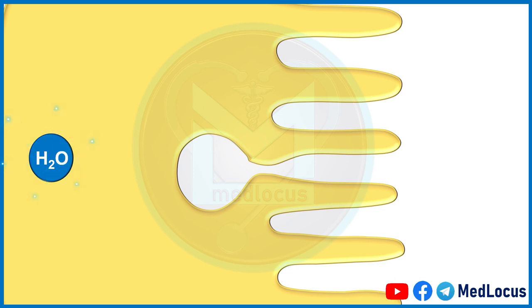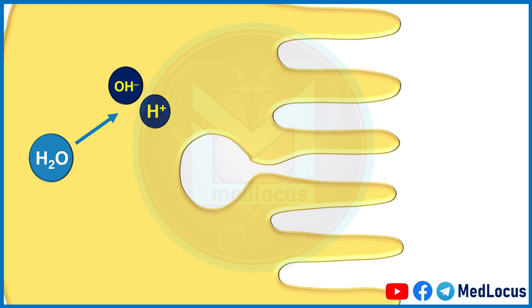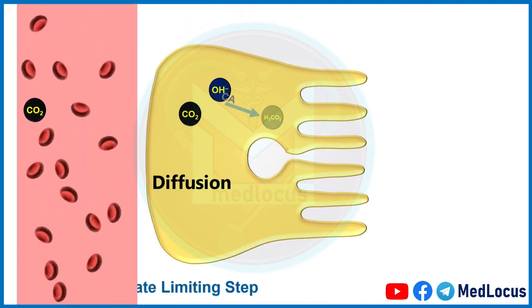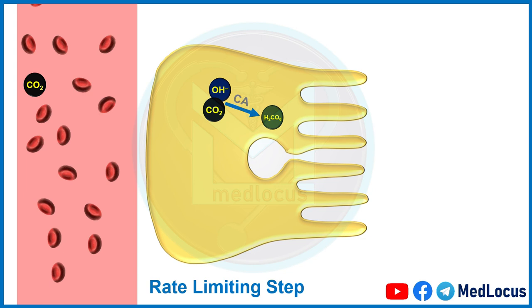Here we can see water, that is H2O, in the cytoplasm of the parietal cell of the gastric gland. This water, or H2O, dissociates in the cytoplasm of the parietal cell, generating hydrogen ions and hydroxyl ions, that is H+ ions and OH- ions. After this, CO2, that is carbon dioxide, enters the parietal cell by diffusion, and it is the slowest process of the entire gastric acid production. The production of gastric acid is dependent on the diffusion of carbon dioxide through the basal surface of the parietal cell, which serves as the rate limiting step in acid synthesis.